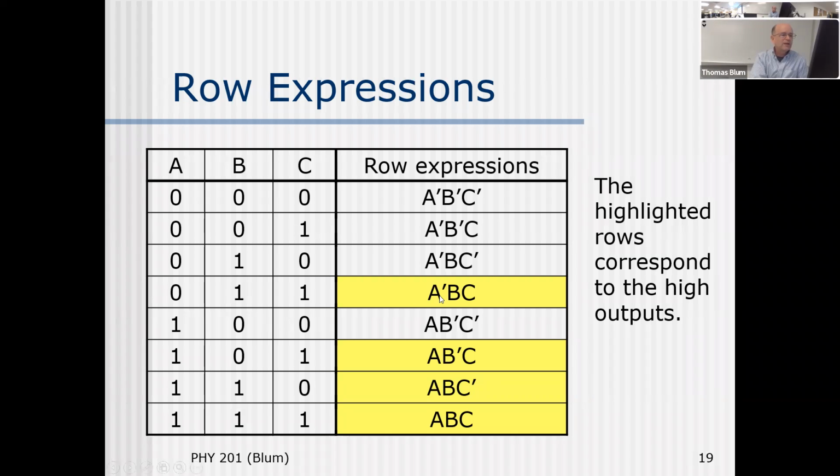So that 0 gets primed, and these 1s stay as they are. So this row here is A prime B C. That's the expression for that row. This one here, A 1 0 1, is A B prime C. The B was a 0. Before I get it to the AND gate, I want to invert it so that all the inputs to the AND are 1s. So these are my expressions.